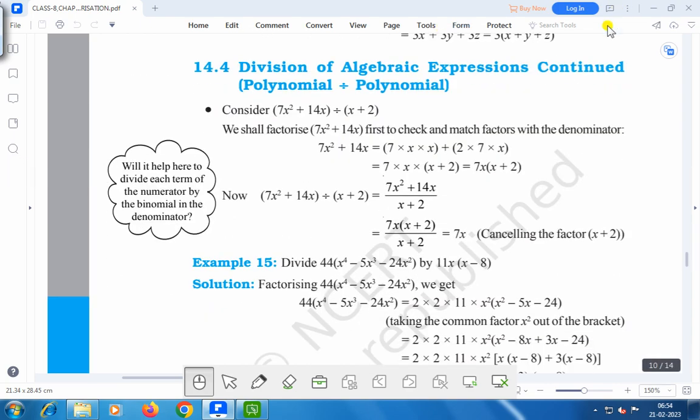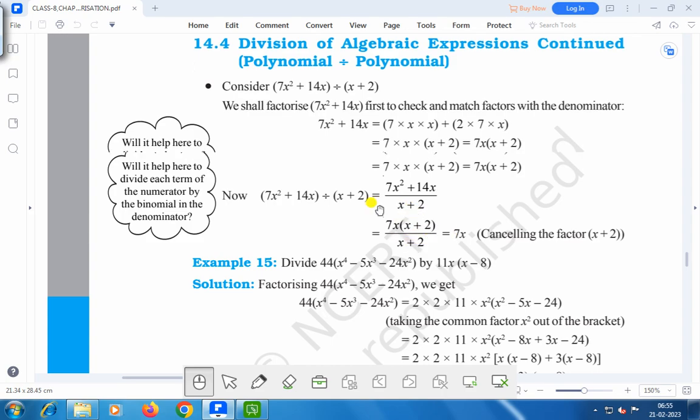Division of algebraic expressions continued, that is polynomial divided by polynomial. 7x² plus 14x divided by x plus 2. 7x² plus 14x can be written in this way: 7 into x into x plus 7 into 2 into x, or 7x into (x plus 2). Dividing 7x² plus 14x by x plus 2, we cancel the common factor and get 7x.